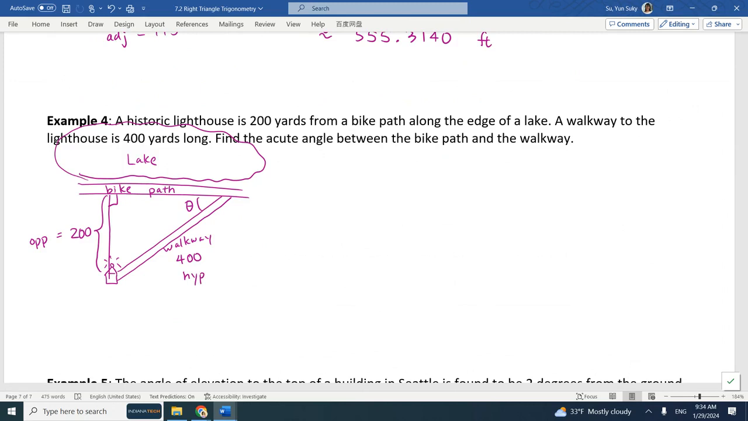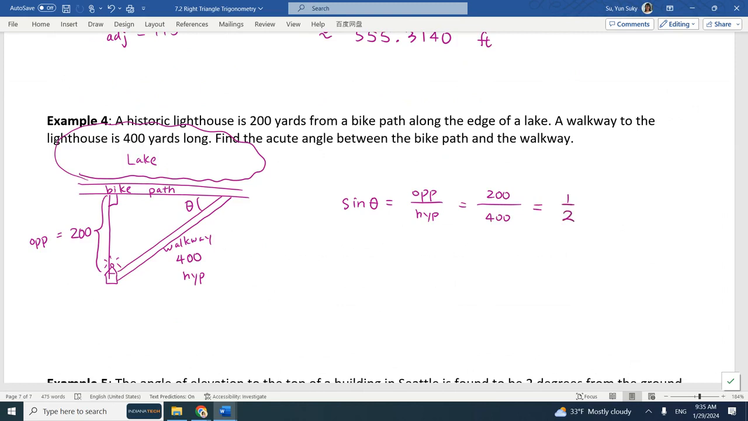Okay. Now we have opposite and hypotenuse. Which trig function? Sine. Is everybody okay? Mm-hmm. So we have sine theta is opposite over hypotenuse. What's opposite? 200. Hypotenuse. 400. Ooh. 1/2.